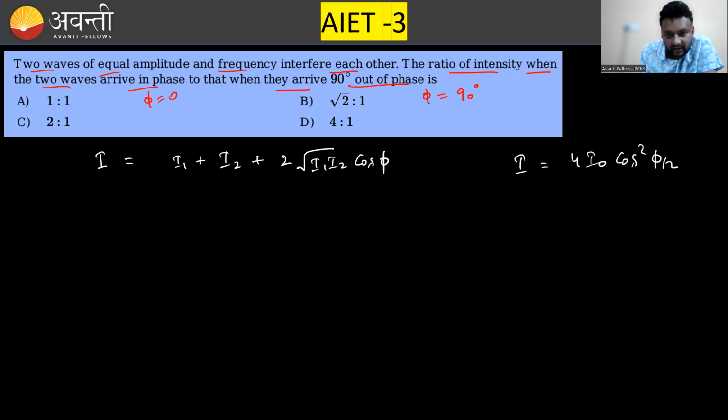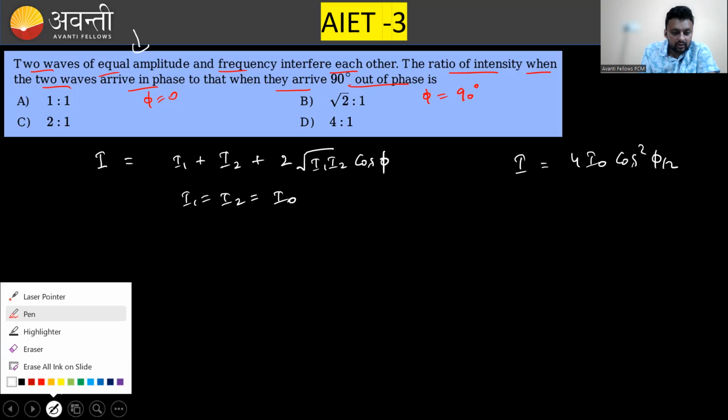So I1 plus I2 plus 2 root I1 I2 cos phi. What is I1 and what is I2? I1 is the intensity of the first wave. I2 is the intensity of the second wave. Clear? Now both have equal amplitude. If the amplitudes are equal, that means I1 and I2 are also equal. Clear? So here I1 is equal to I2, let's suppose, I naught. Clear?